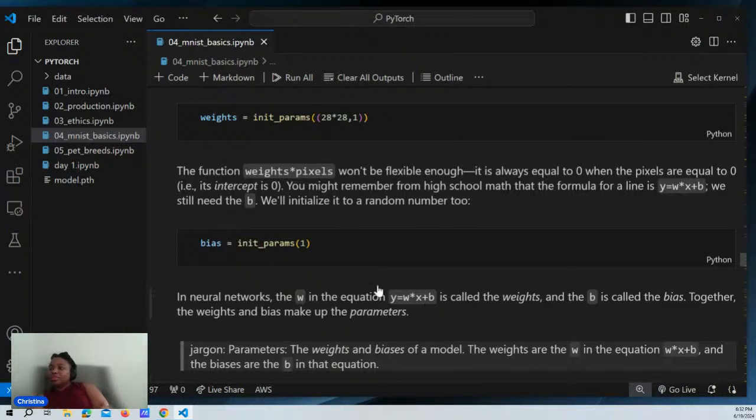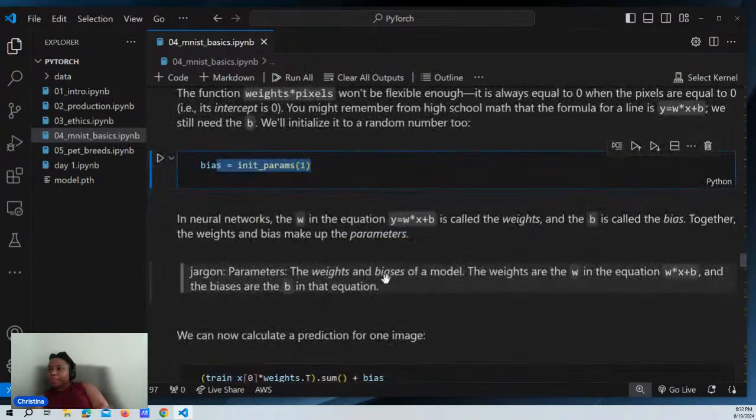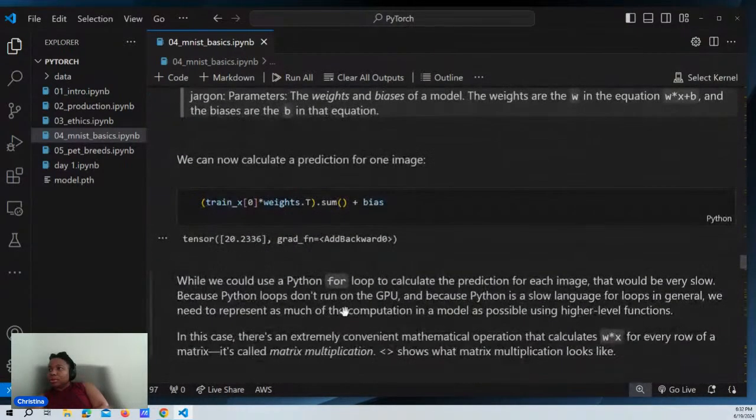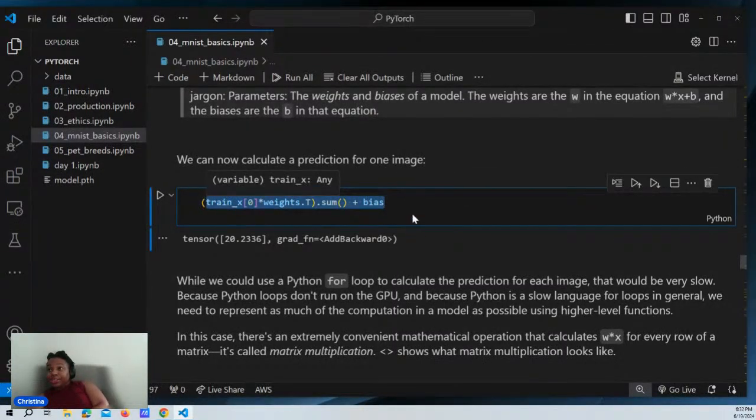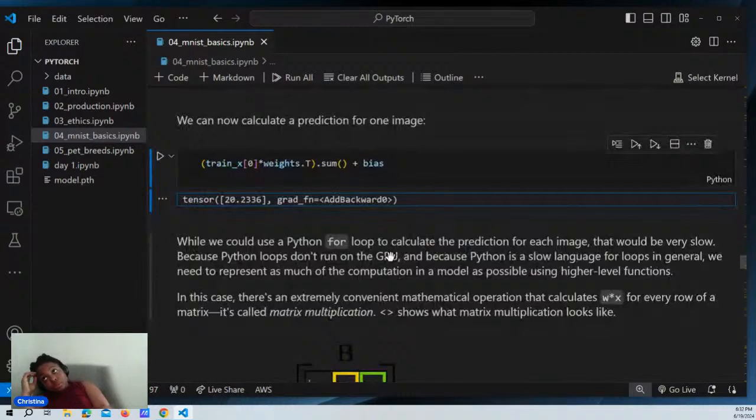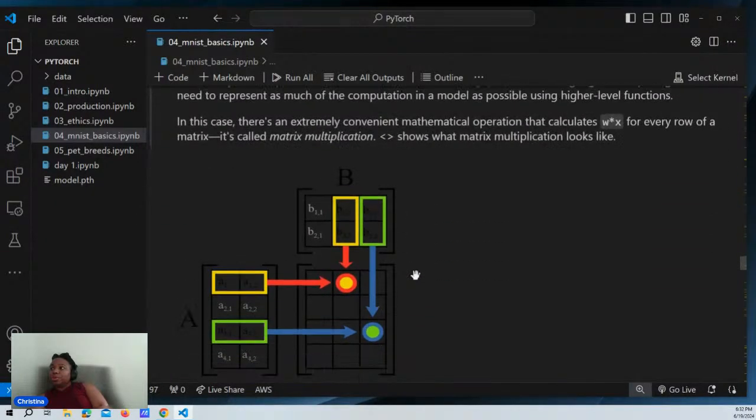Okay, so it's setting a base for the bias. And we can now calculate a prediction for one image. So they pull out that one image, they calculate the weight, they transform and calculate the sum, and they add the bias. Yeah, it would be very slow because it runs on the CPU, not the GPU.